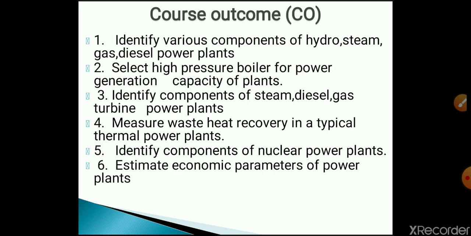Second is select high pressure boiler for power generation capacity of plants. Third one is identify components of steam, diesel, gas turbine power plants. Fourth is measure waste heat recovery in typical thermal power plants. Fifth is identify components of nuclear power plants, and last is estimate economic parameters of power plants.